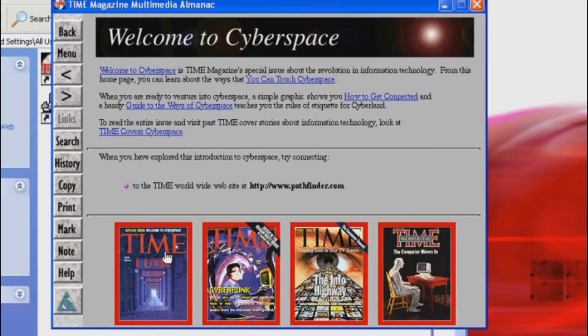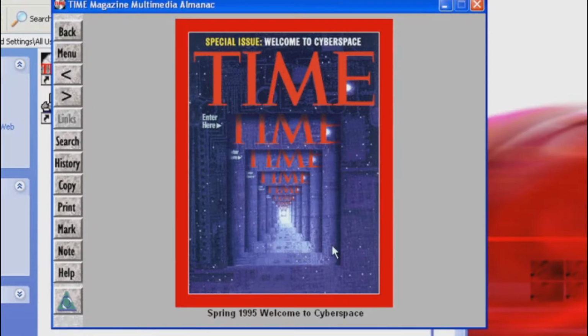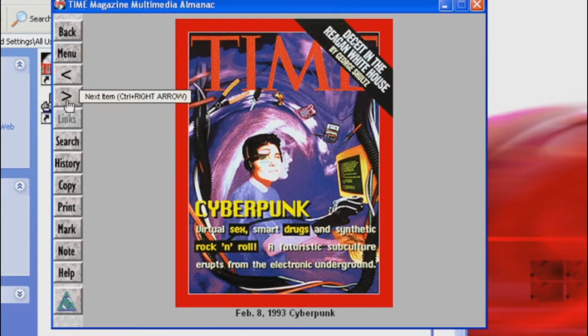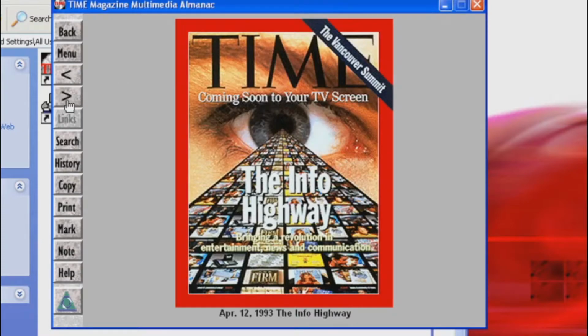So here's cyberspace. Of course, this being the late 20th century, cyberspace was this crazy, awesome, cool thing that was happening. And here's this little slideshow of all the covers of Time magazine discussing the world of cyberspace.